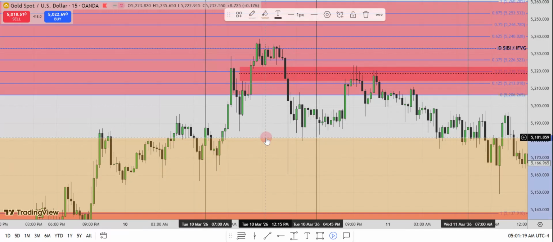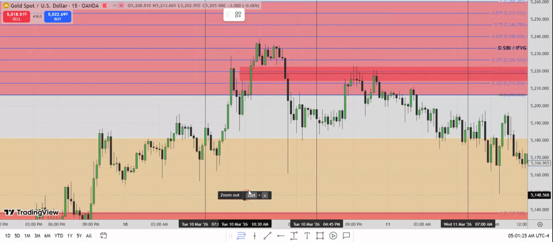So mark out this level here, 5181.859. I quickly want to grade this event horizon. Remember I said event horizon is the midpoint of two draws of liquidity. Okay.